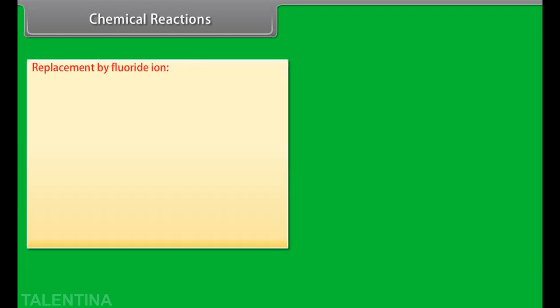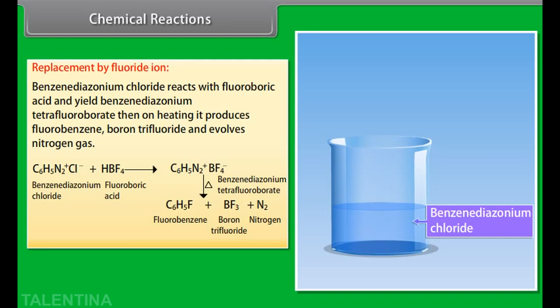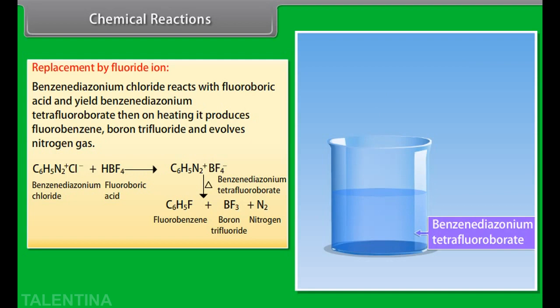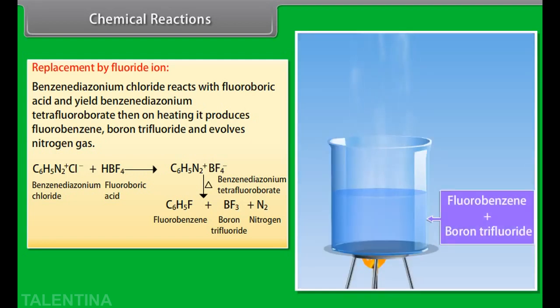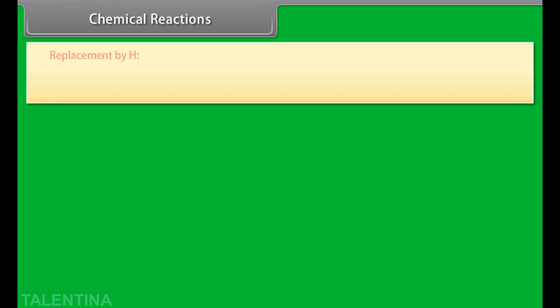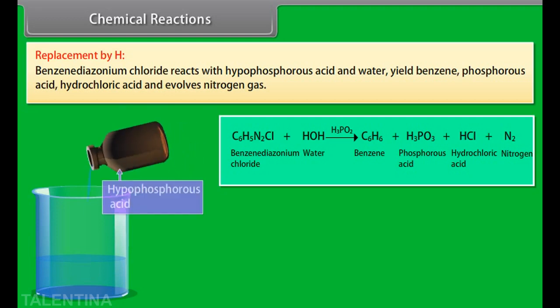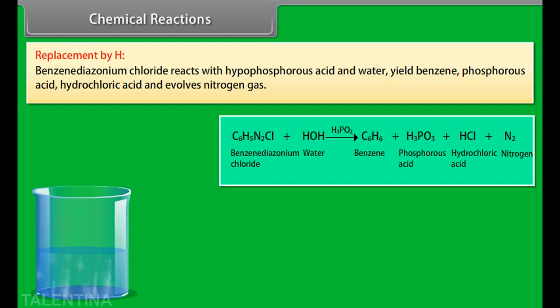Replacement by fluoride ion. Benzene diazonium chloride reacts with fluoroboric acid and yields benzene diazonium tetrafluoroborate, then on heating it produces fluorobenzene, boron trifluoride, and evolves nitrogen gas. Replacement by H. Benzene diazonium chloride reacts with hypophosphorous acid and water, yielding benzene, phosphorous acid, hydrochloric acid, and evolving nitrogen gas.